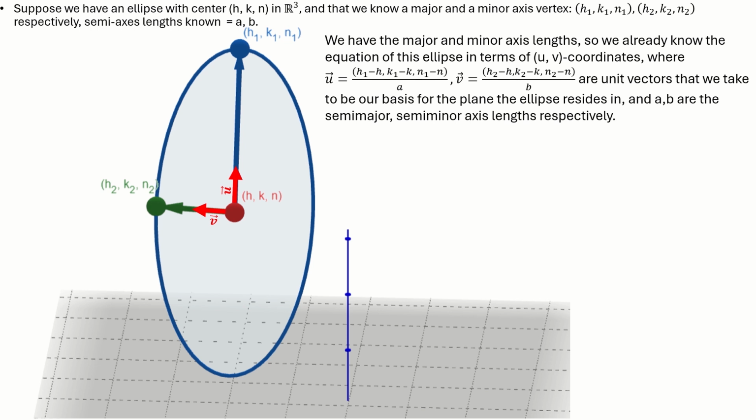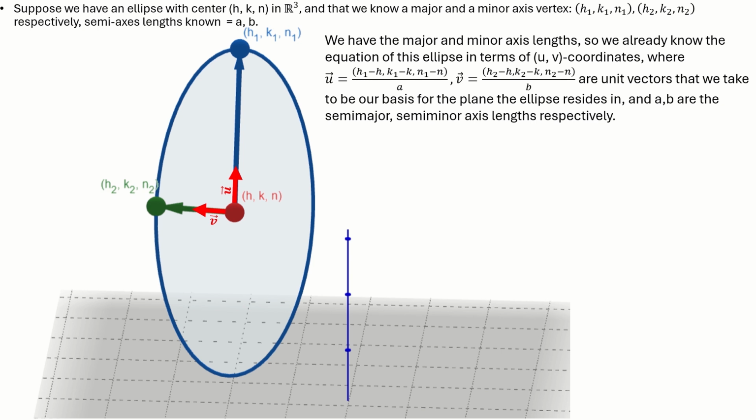Since we have the major and minor axis lengths, we already know the equation of this ellipse in terms of UV coordinates that are centered at the center of our ellipse, where U and V are the unit vectors that we take to be a basis for the plane our ellipse resides in, and where U points along the major axis and V points along the minor axis. These vectors can be found by rescaling the vectors that point from the center to the major and minor axis vertices respectively to be unit vectors.